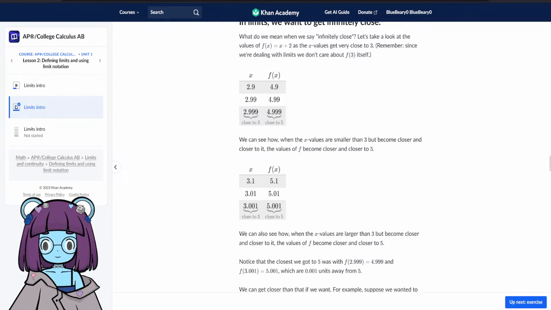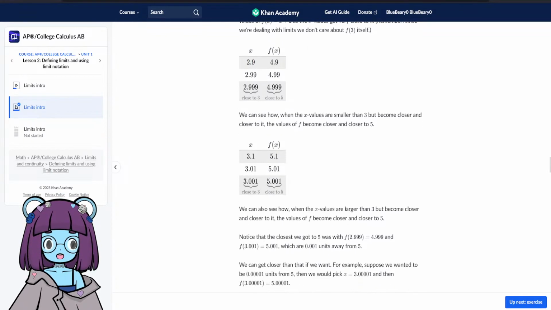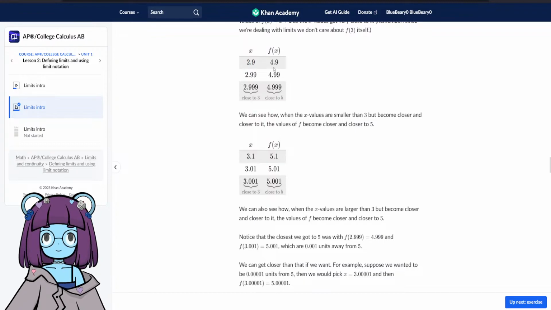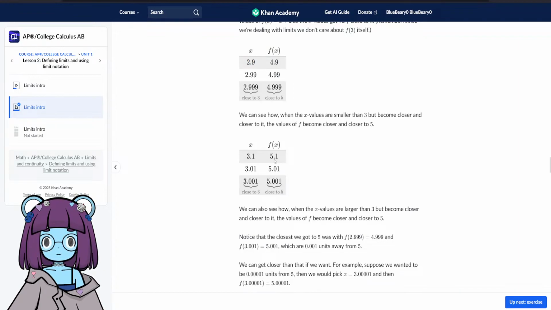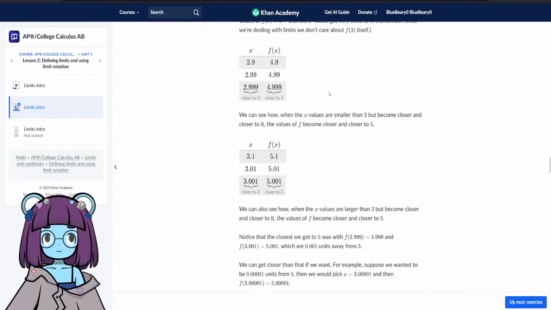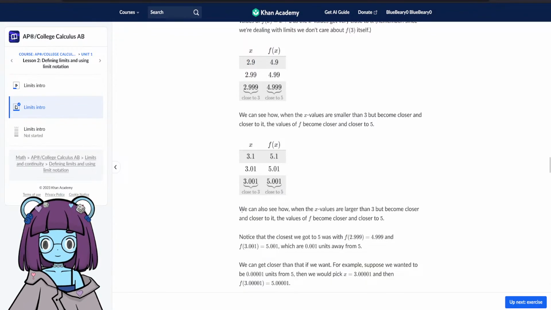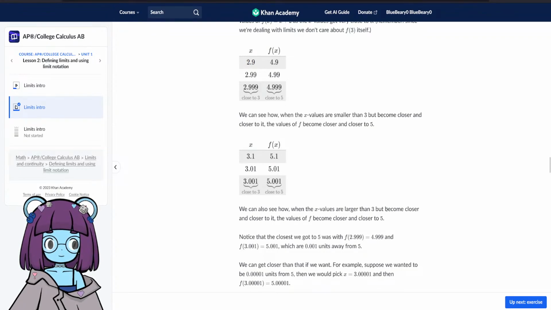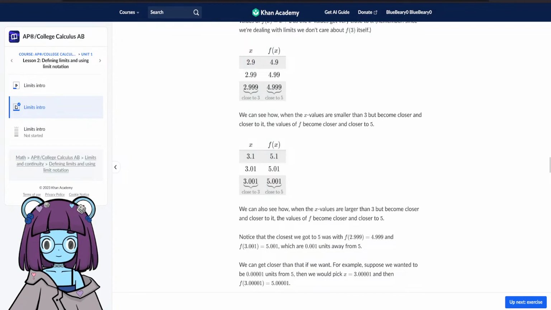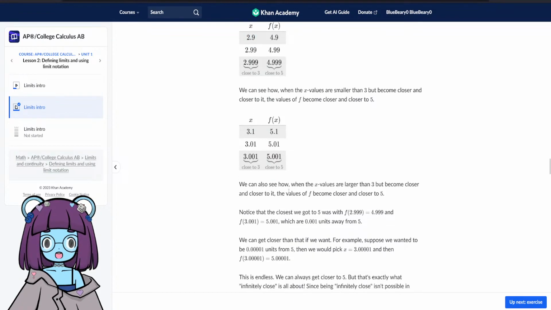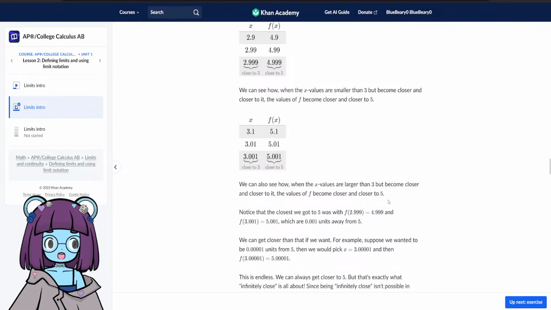Okay, and then we can see how when the x values are larger than 3, but become closer and closer to it. So, wait, this gets smaller, so it's like a curve? I think it's a curve. We can also see when the x values are larger than 3, but become closer and closer to it. I read that already. The values of f become closer and closer to 5.